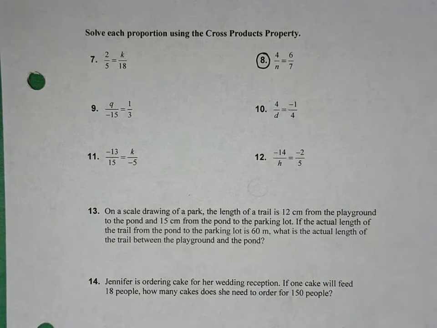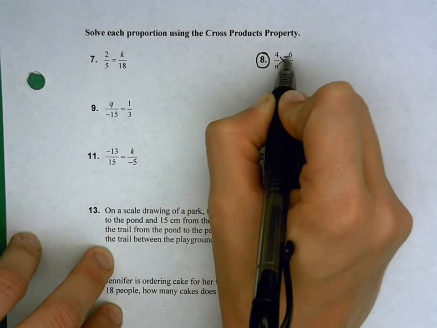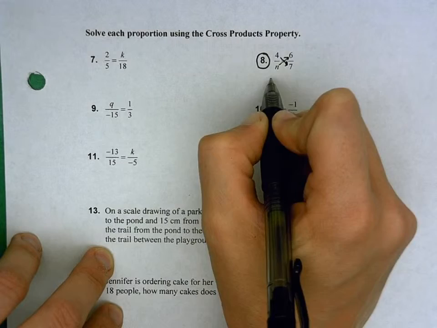Hi there. We looked today in class at solving proportions, and so I've picked three problems from your homework to demonstrate what we learned. The first one's number 8 here. With solving proportions, we utilize the cross products property, which allows me to do cross multiplication. And so we're going to take a look here and we're going to cross multiply, which means multiplying the terms that are diagonal from each other.